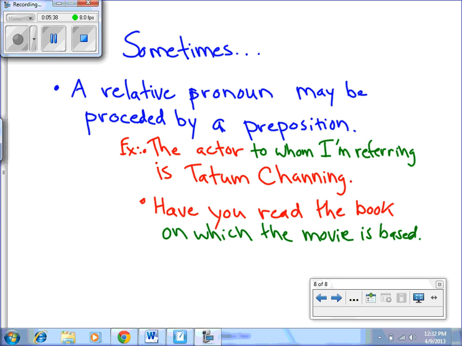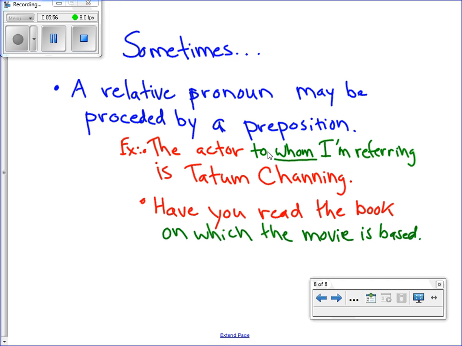Sometimes a relative pronoun may be preceded by a preposition. This means that before the relative pronoun, there's a preposition. For example, the actor to whom I'm referring is Channing Tatum. Whom is our relative pronoun. To is a preposition that comes before it. This whole part in green, to whom I'm referring, is our adjective clause. It's describing, modifying, or referring to which actor. You know, the actor to whom I'm referring.